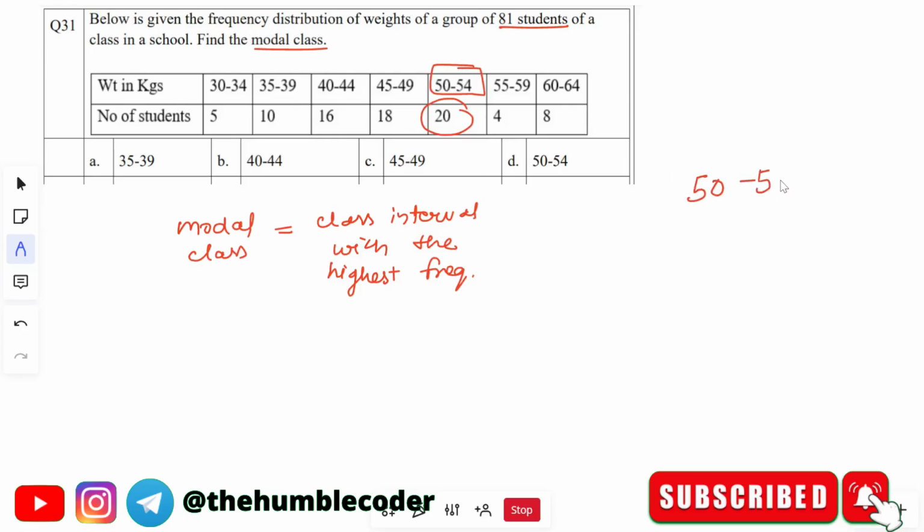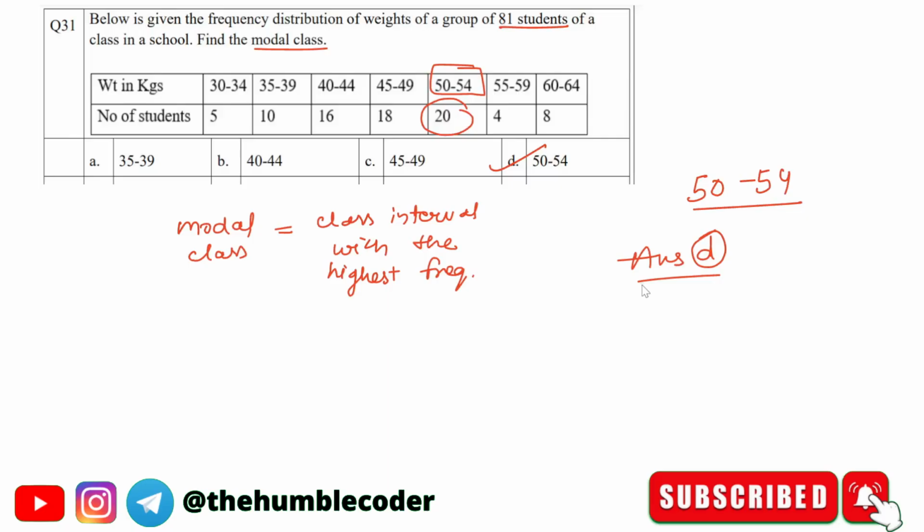Because modal class is the class with the highest frequency. So we have first of all found out which is the largest value, and corresponding to that we have given that interval. The correct answer in this case is going to be option D, which is 50 to 54. Hope you have understood the explanation. Let's move on to the next question now.